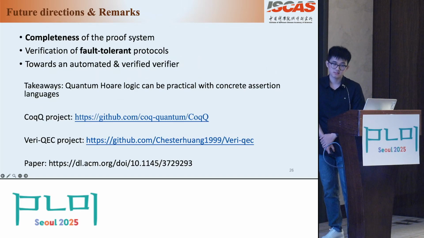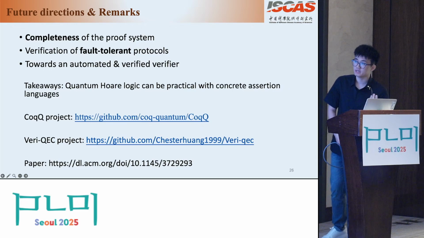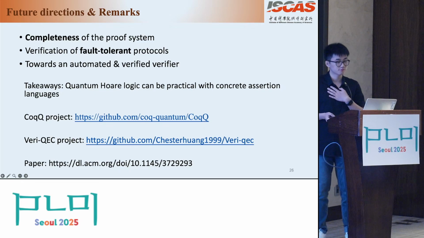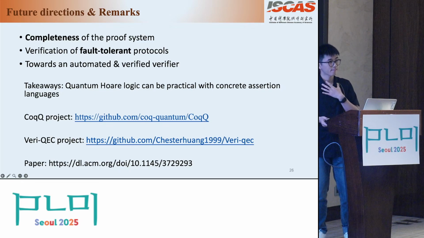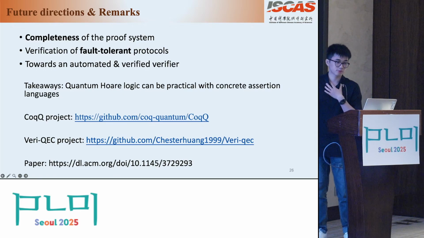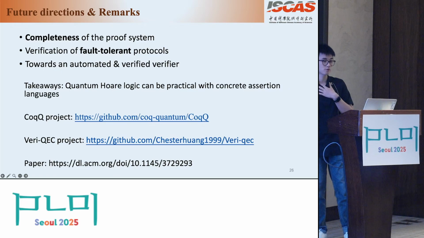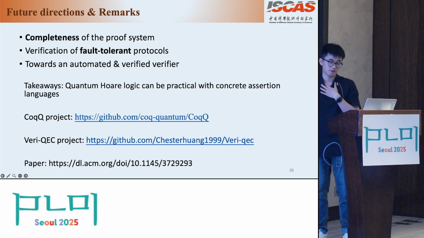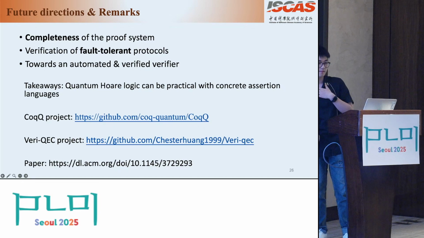At last, let's talk about the future directions and takeaway messages. At first, the completeness of the proof system is still an open problem. And second, this verification framework has the potential to verify certain fault-tolerant protocols. And finally, incorporating SMT solvers into proof assistants to make an automated and verified verifier may also be a direction that is worth exploring.